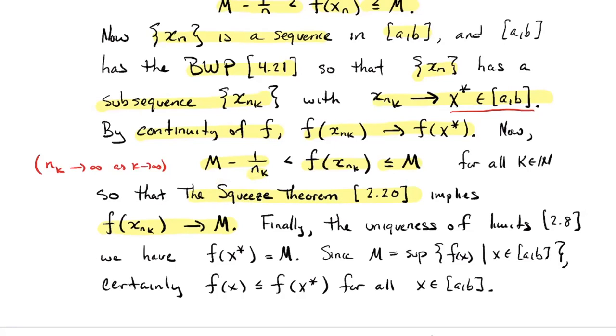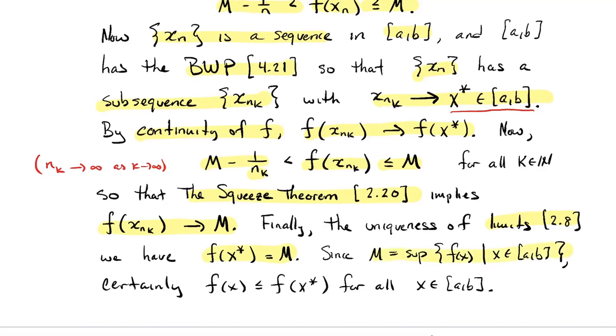Okay, but we already said that this image sequence converges to f of x star. Well, so once again, a piece of machinery: we have uniqueness of limits. It was theorem 2.8. Uniqueness of limits of sequences says that those two limits of this same sequence have to be the same. A convergent sequence only has one limit. So there you go. f of this point x upper star, which we've established is in the interval from a to b, is equal to M.